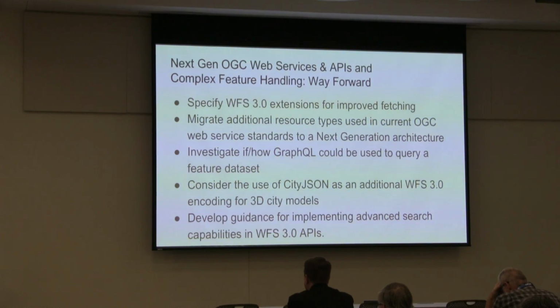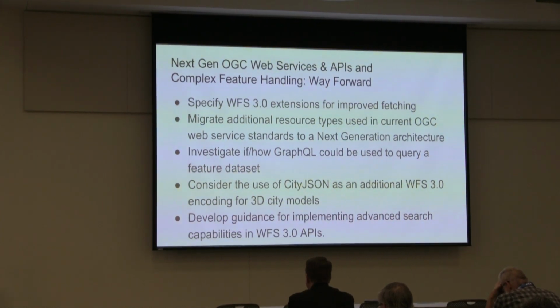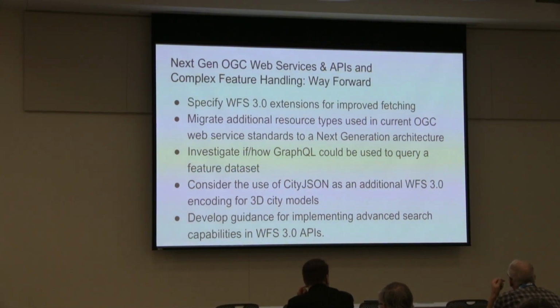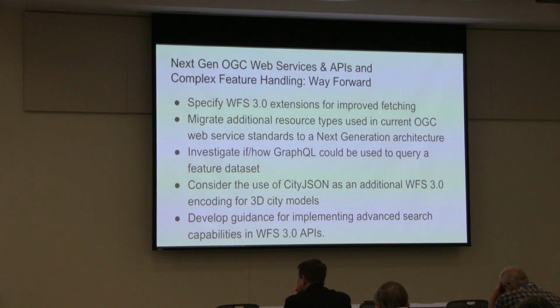Investigate how GraphQL could be used to query a feature data set. So it's something to be done in the future. Consider the use of CityJSON as an additional WFS 3.0 encoding for 3D city models. I think this is the first time that I heard CityJSON in some of the test beds. Develop guidance for implementing advanced search capabilities for WFS 3 APIs, which is a new standard, so right now advanced search is not supported.